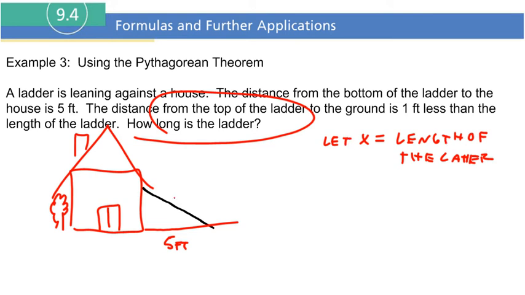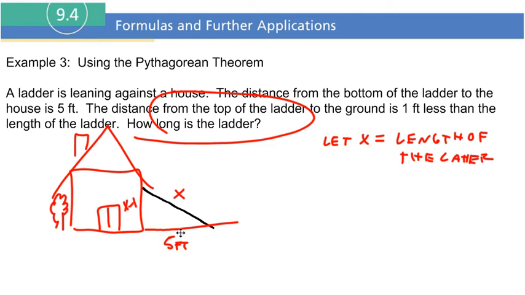So I'm going to put an x right here, because I know that this is my ladder, and I don't know what it is. It says, how long is the ladder? Well, I don't know, so I'm going to label that x. Let's read what other information they give us. It says the distance from the top of the ladder right here to the ground is 1 foot less than the length of the ladder. So from here to here is 1 foot less than this. If this is x, then this must be x minus 1. Because if this is 5, then you do 5 minus 1. If this was 10, then you do 10 minus 1. It says it's 1 foot less. So here we have x minus 1, and 5.